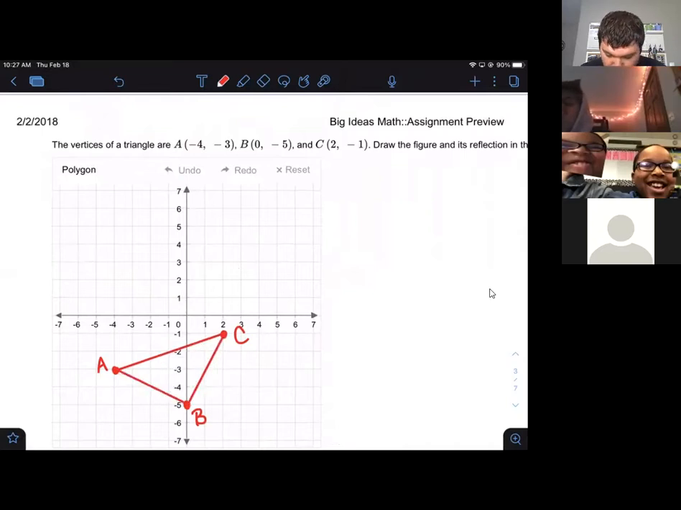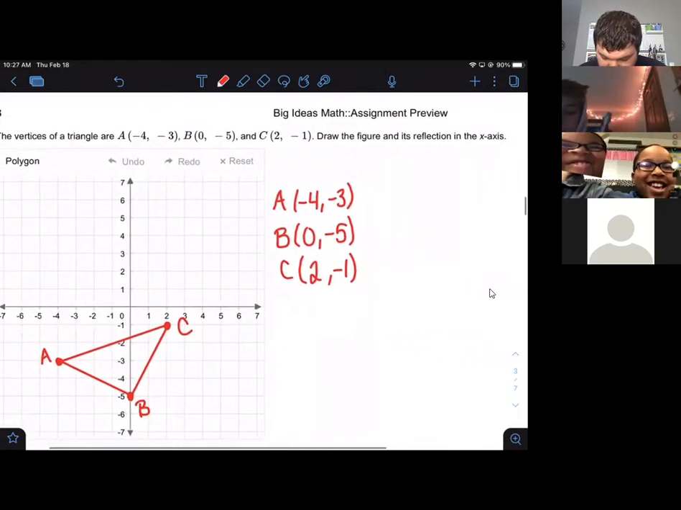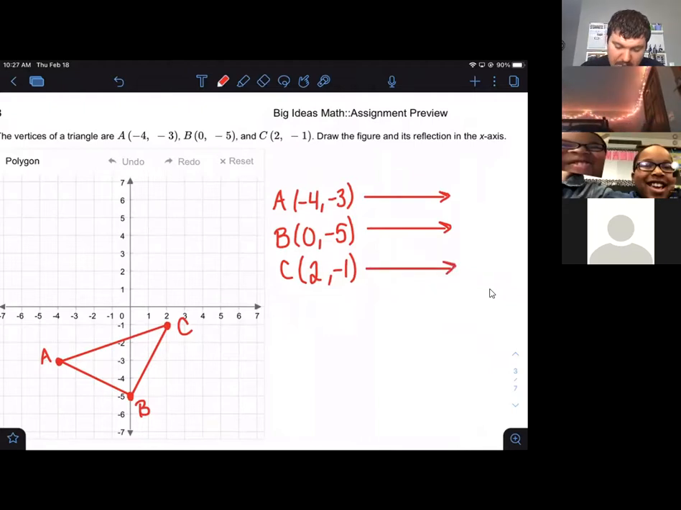And so what we'll do is we'll write down A, you don't have to write A if you don't want, negative 4, negative 3, B, 0, negative 5, and C, 2, negative 1. Yes, and then we're going to use arrow notation to tell what the new coordinates would be. So on the top arrow, I need to write what's actually happening.